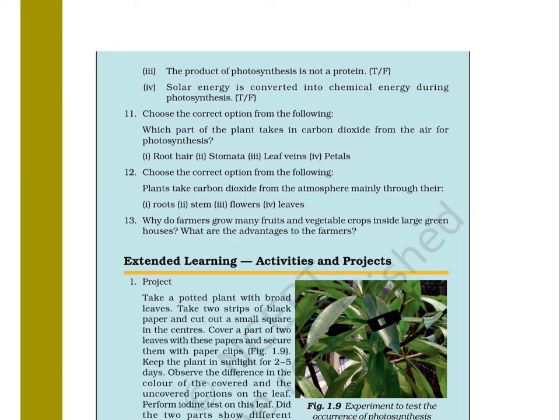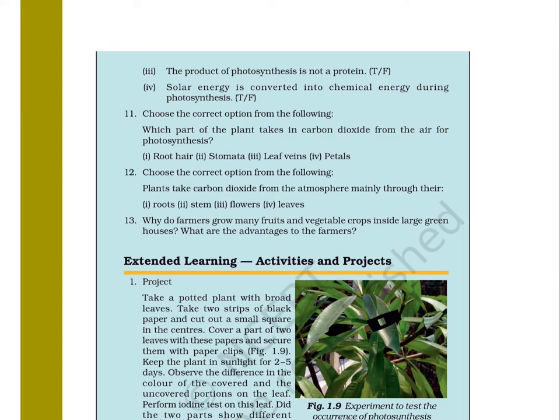Page 10. 11. Choose the correct option from the following. Which part of the plant takes in carbon dioxide from the air for photosynthesis? 1. Root hair. 2. Stomata. 3. Leaf veins. 4. Petals.